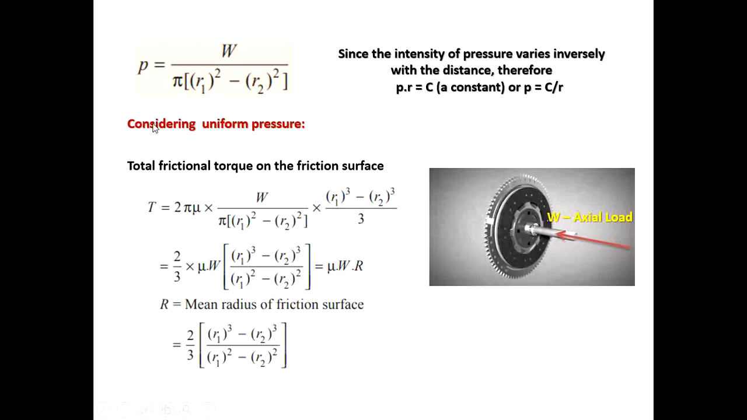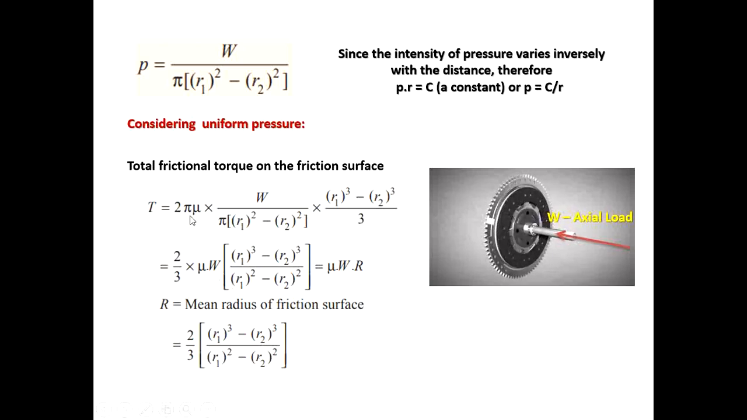So if we consider a uniform pressure, the total frictional torque on the frictional surface will be given by this equation: T equals 2π into μ into W into (R1² − R2²) into (R1³ − R2³)/3. So we can simplify the equation as 2/3 into μ into W into R. Here capital R can be replaced as 2/3 into (R1³ − R2³) divided by (R1² − R2²).